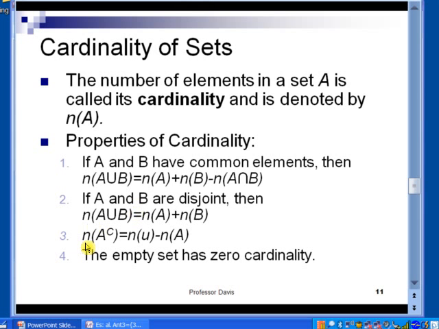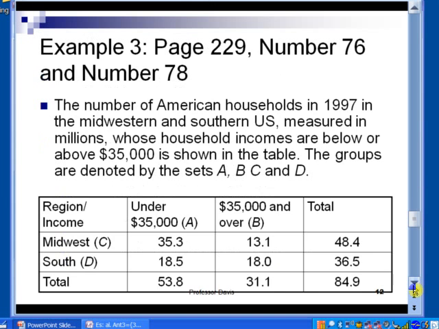The third property, the cardinality of a complement of a set, in other words, A complement, is the cardinality of the universal set minus the cardinality of set A. So the cardinality of a complement is the number of elements in the universal set, take away the number of elements in that set A itself. And like I said, property 4, we mentioned this before, the empty set has 0 cardinality.